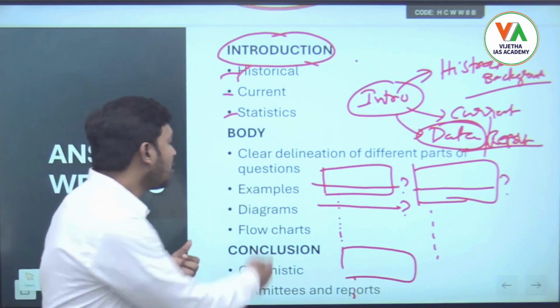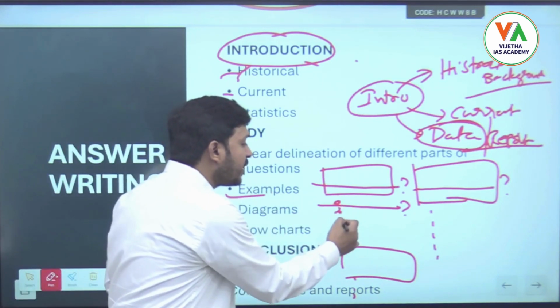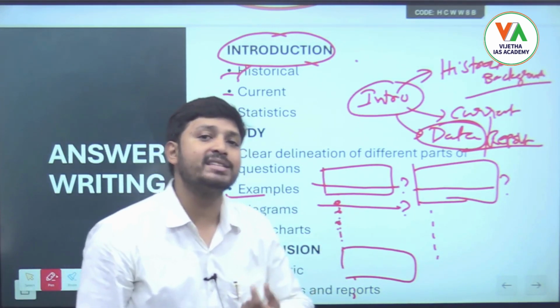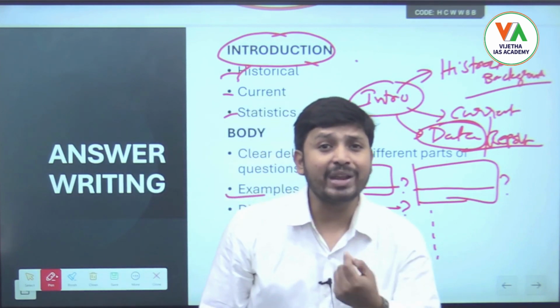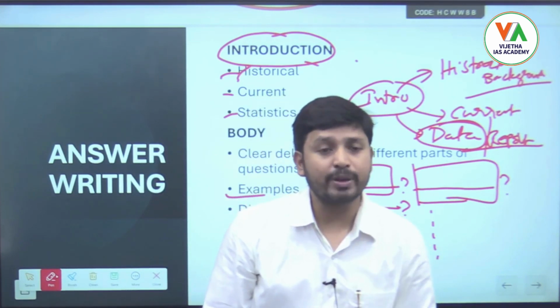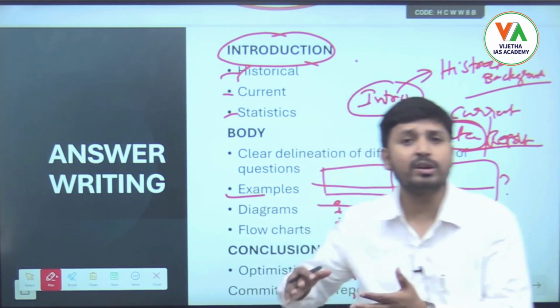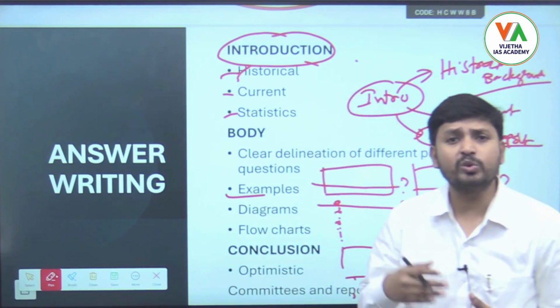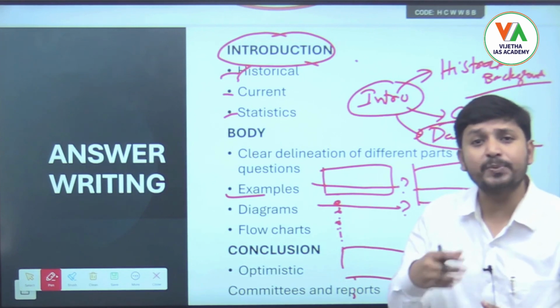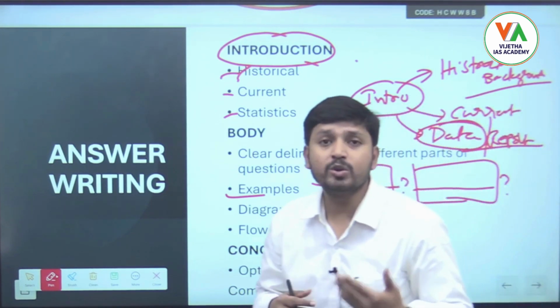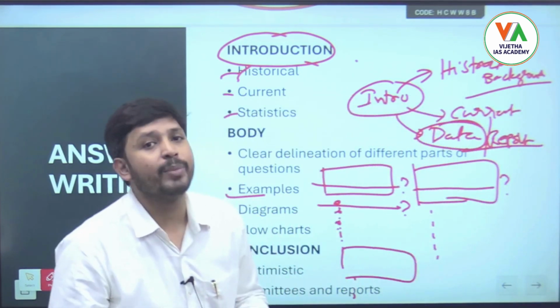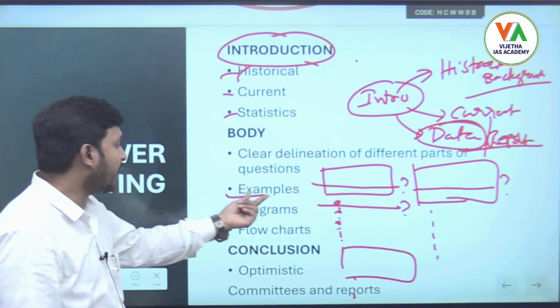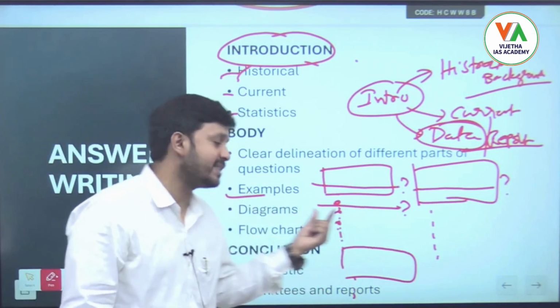Okay, so for each point, if possible, try to write some example, because the examiner sees every example. Based on some toppers' answers, if you see, they are writing a lot of examples. So the one who is writing more examples, especially relevant examples, is going to get more marks compared to your competitor, right? So for every point, if possible, try to write some examples.